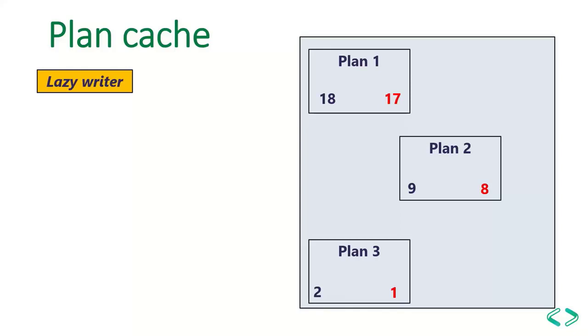So what the lazy writer does is, it will go ahead and decrement the plan 1 complexity countdown value from 17 to 16, for plan 2 from 9 to 7, and for plan 3 from 1 to 0. Now, did you observe the plan 3 complexity countdown value has changed to 0? That means the SQL Server should go ahead and discard this plan 3 out of the cache, right? But that is not what is going to happen.